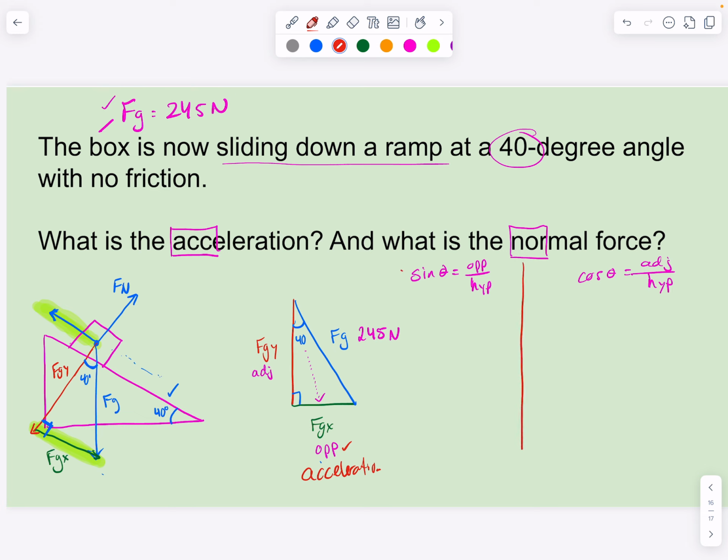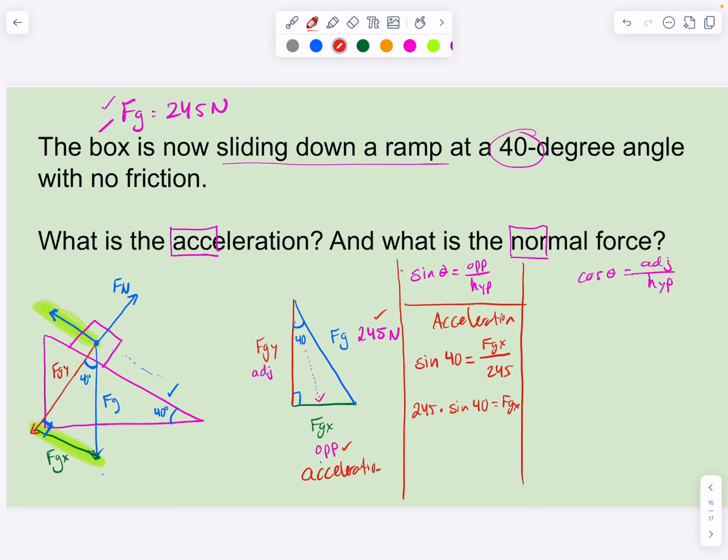So for acceleration, I want to use the sine equation here. All right, so let's draw a little line here. And this is going to be for acceleration. So the sine of an angle, which I know is 40, is equal to the opposite, which I don't know. That's my FGX, divided by the hypotenuse, which is 245. So I'm going to do 245 newtons times the sine of 40 to get my acceleration amount.